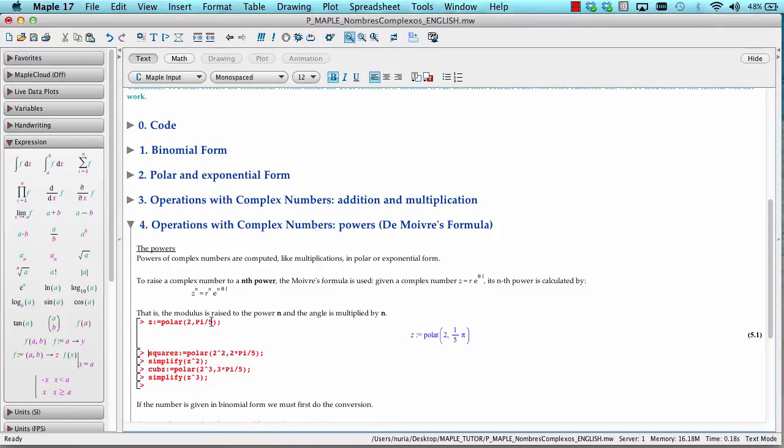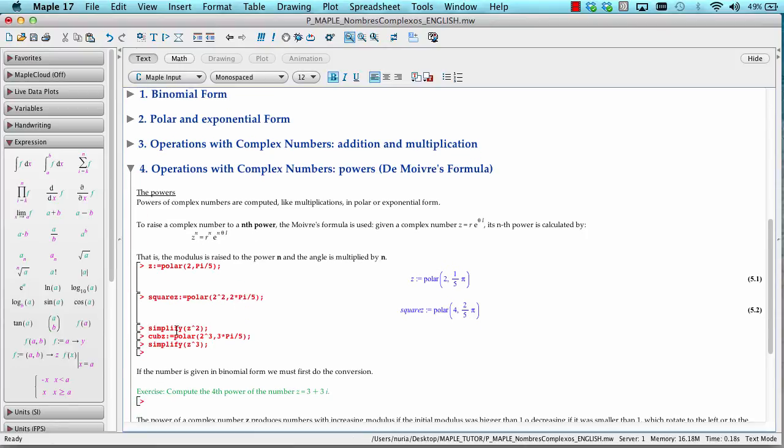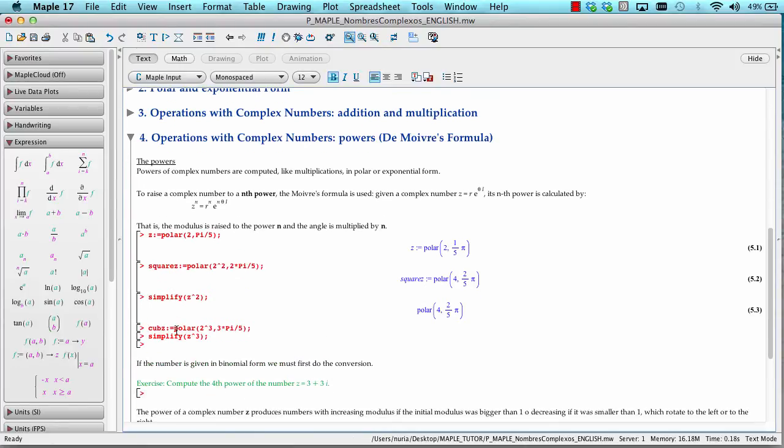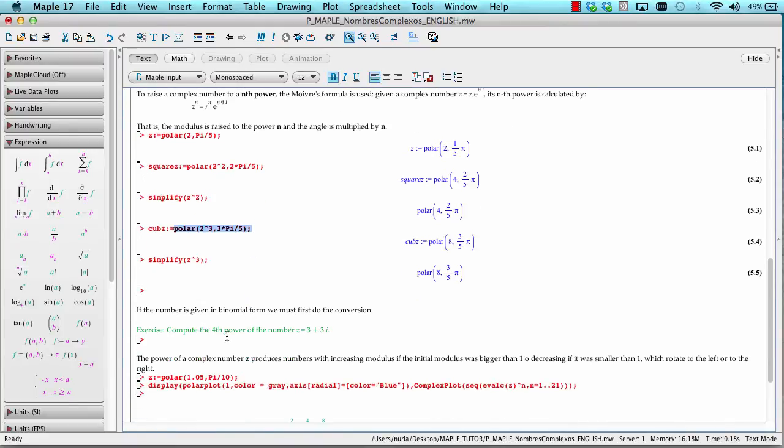So if we have a number, how do we square this number? 2 to the square is 4, and we multiply the argument by 2. So it's 2 to the square, 2 times pi divided by 5. We simplify it. You can do it by hand or simplify z squared. And then the cube is going to be 2 to the power 3 times the argument. And if you simplify directly, you could compute z to the power 3, but you should also know how to do it by hand. Okay? Exercise.